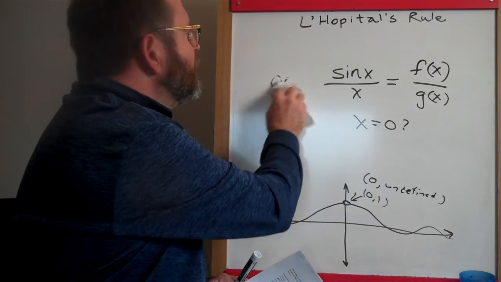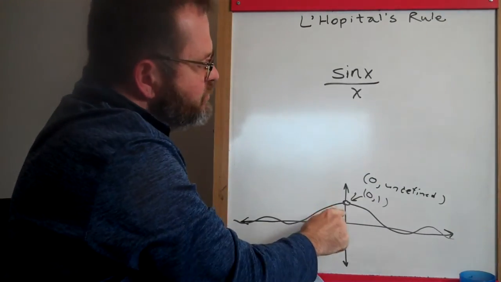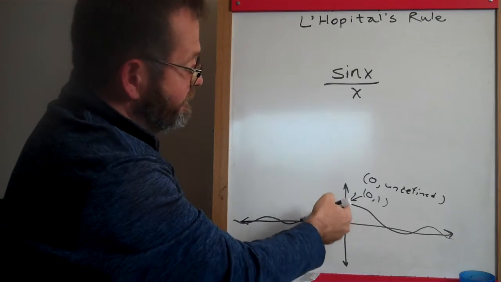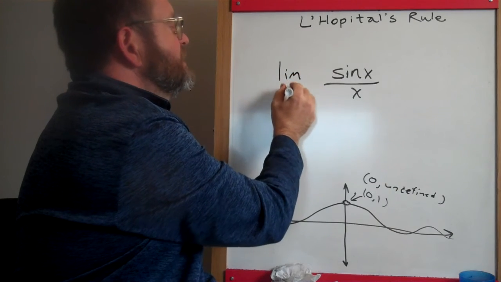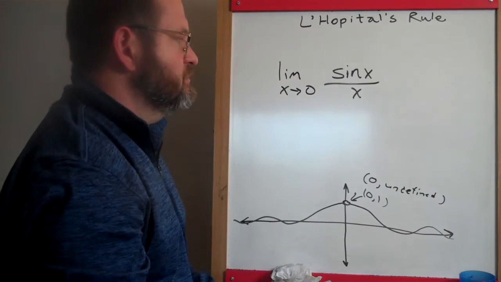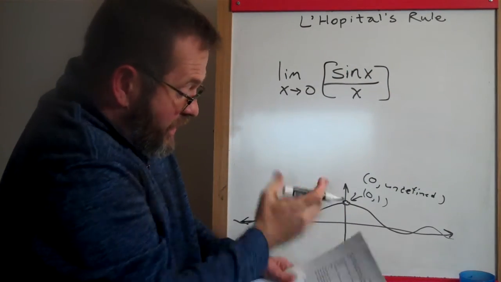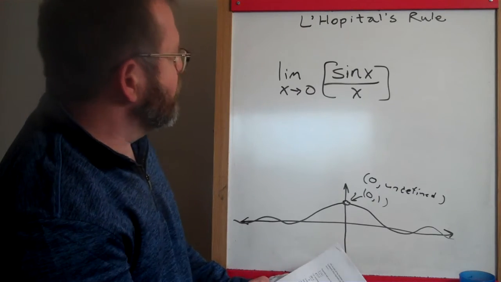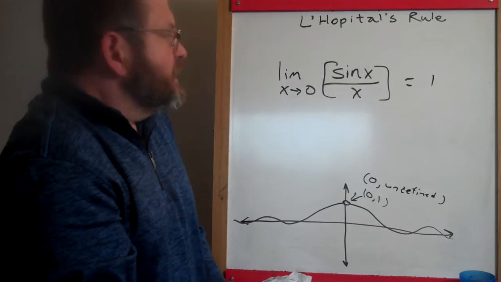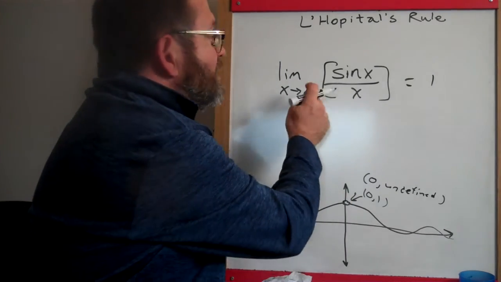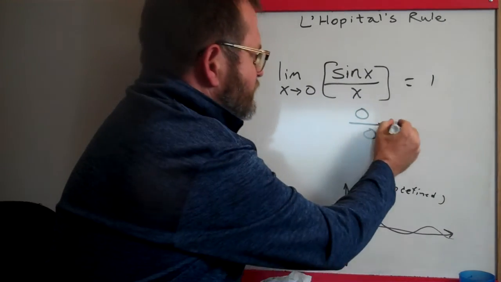While the value right there at x equals 0 is actually undefined, we could say that the limit as x approaches 0 of this function, just by looking at the graph, looks like it should be 1. So we have this weird situation where if we use direct substitution, we get 0 over 0, and 0 over 0 is not equal to 1.